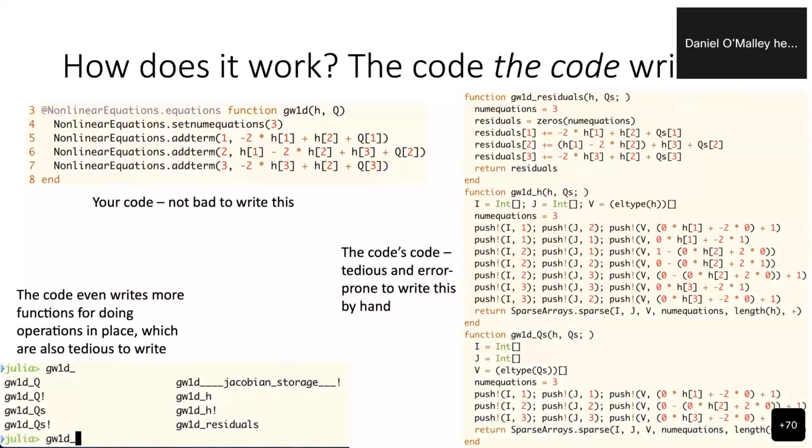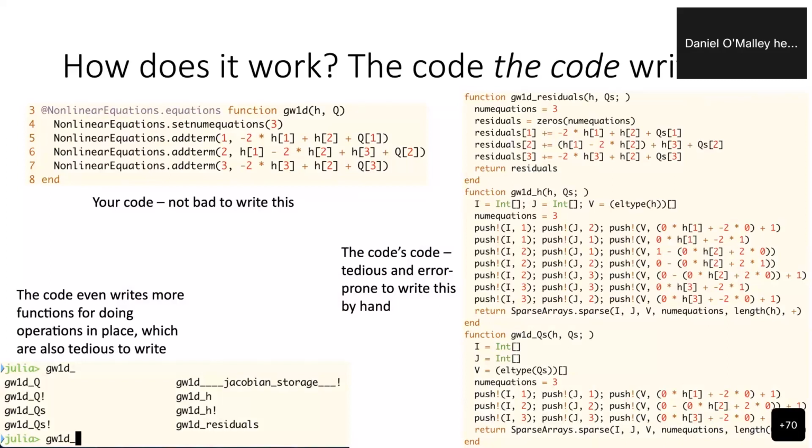So again, this code up here is the code that you would write if you wanted to solve these equations with this framework. And then the code that's automatically generated is this code over here. Writing this code is very formulaic and very tedious. And if you do it by hand, it can be error prone. So if a computer can do it, a computer should do it.